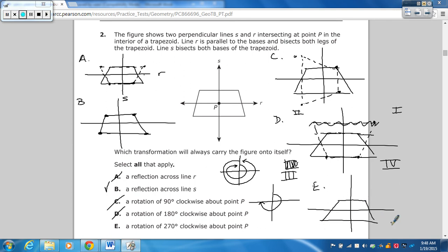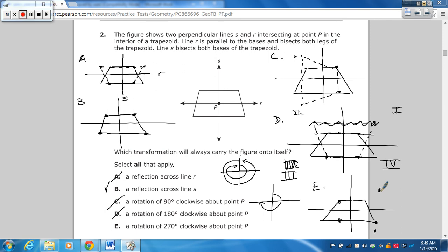Okay? 270 degrees clockwise. If it's 90 degrees, this one goes up here. If it's 180 degrees, it goes over here. 270 degrees, it goes down here. This one, if I was to do 270 degrees, 90, 180, 270, it will be somewhere up in here. 90, 180, 270. This one I probably should have marked down here.